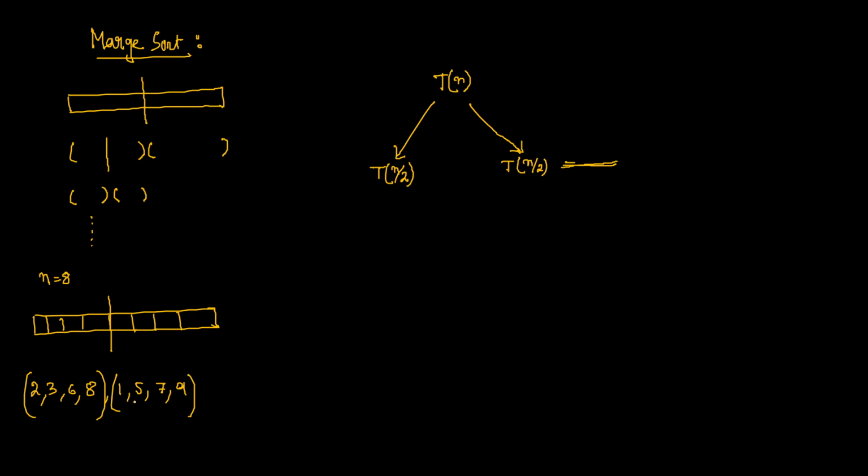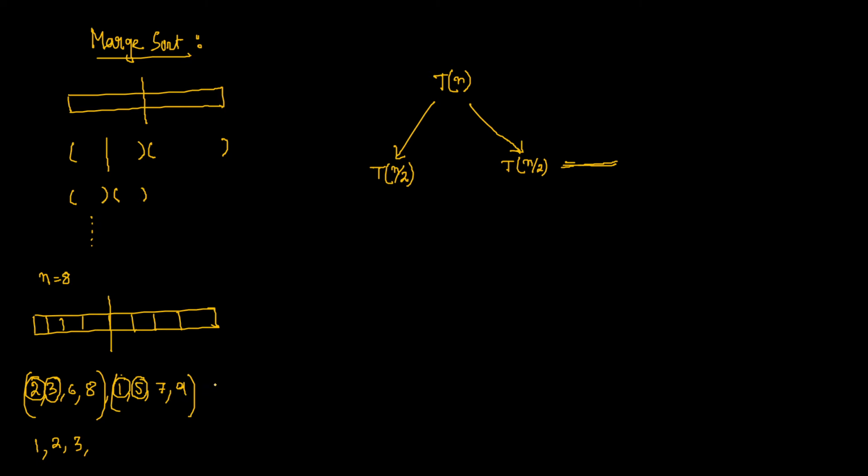And for merging, these 4 data are checked against these 4 data. If I want to sort in increasing order, then this 1 will be checked with 2, and whichever is minimum will be stored temporarily in another array. Then this 2 will be checked with the next value. So obviously 2 will come. Then 3 will be checked with the next value, that is 3 will come. So as soon as all the data sets are completed, the total number of comparisons will be equal to ultimately 8.